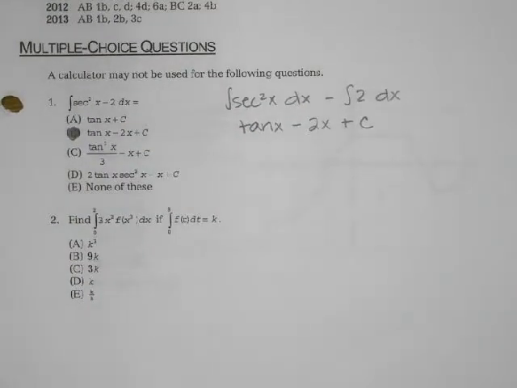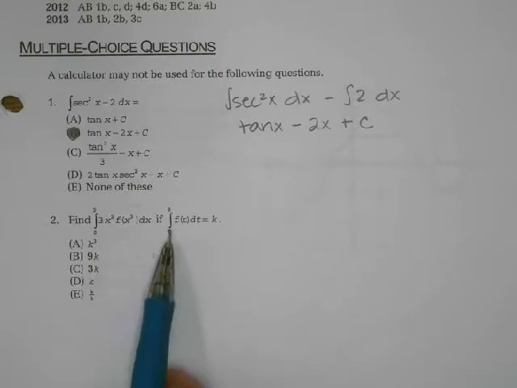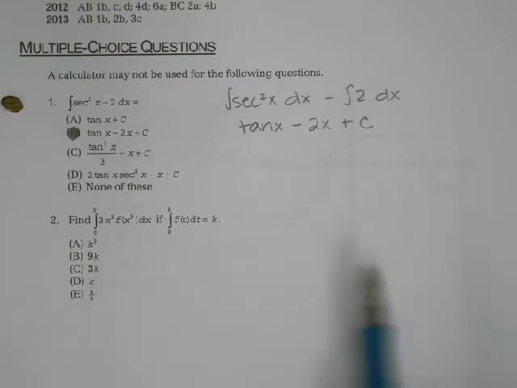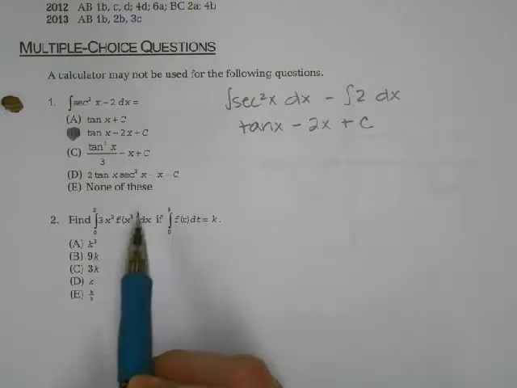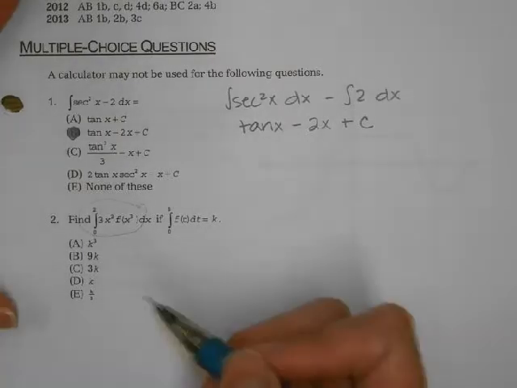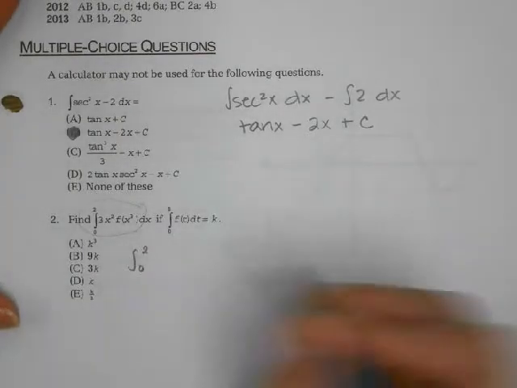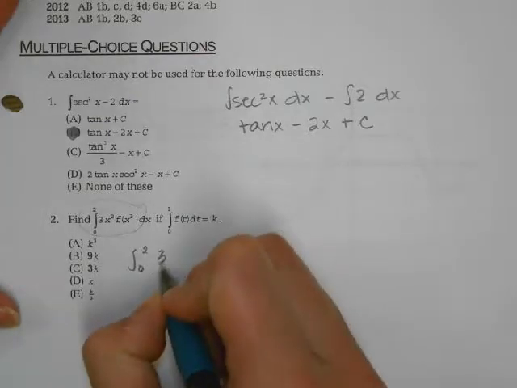All right, the second one says to find this first integral if we know that the integral of f of t dt evaluated from 0 to 8 is k. You might not really know where to start here, but I'd say just go ahead and start with integrating that. So I said 0 to 2, because that's what we're trying to find, so might as well start there.